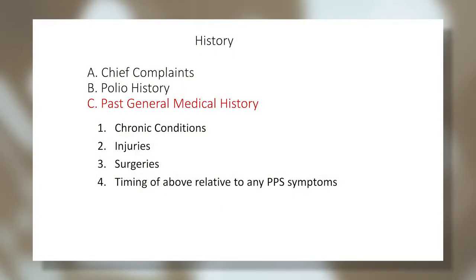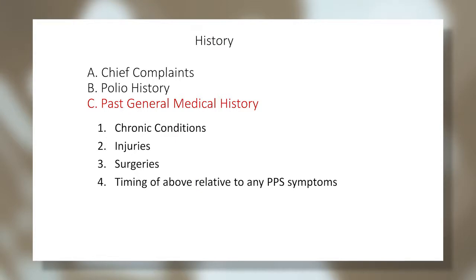Okay, then moving on, another really important component of your polio history is your past general medical history that you need to review. Do they have any new chronic conditions that have been diagnosed, or perhaps long-time ones? Have they been a diabetic since they were children? That's possible. Have they developed heart disease? Do they have high cholesterol, high blood pressure? What about breathing problems? Have they had any injuries?